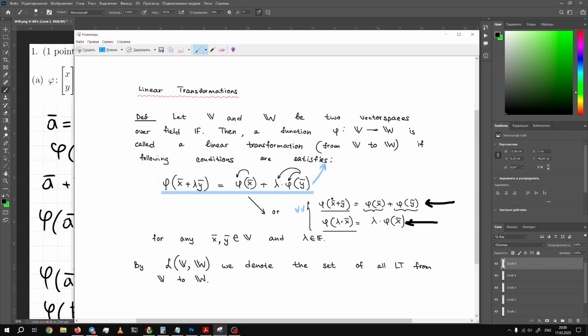And we can write these two conditions, this system, as one big formula. So in this formula you have these equations, and of course for any x and y belonging to V and our scalar belonging to field F. And this is not really important. By this thing we denote the set of all linear transformations from V to W.